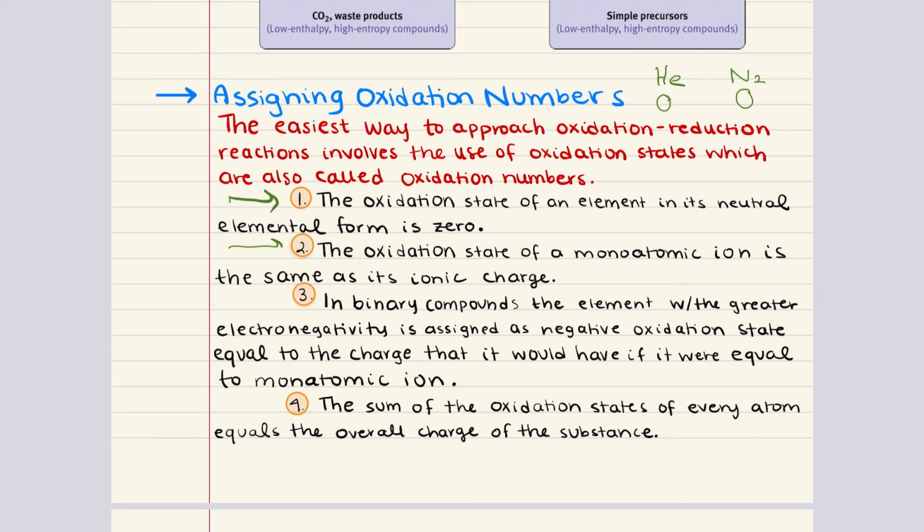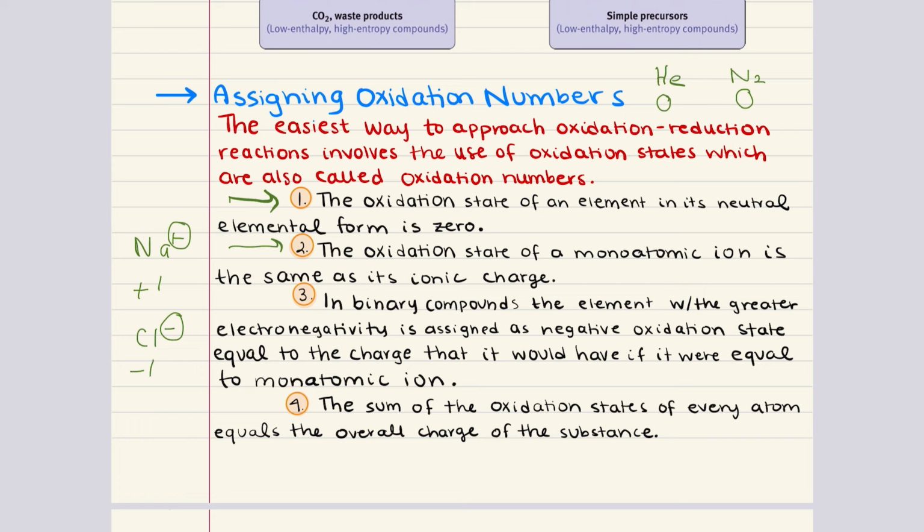The second rule is that the oxidation state of a monatomic ion is the same as its ionic charge. This means that the oxidation state directly corresponds to the ion's charge. For example, if you look at sodium ion, it's going to have an oxidation number of +1 since it's lost 1 electron. If we look at a chloride ion, it's going to have an oxidation number of -1 because it has gained an electron.